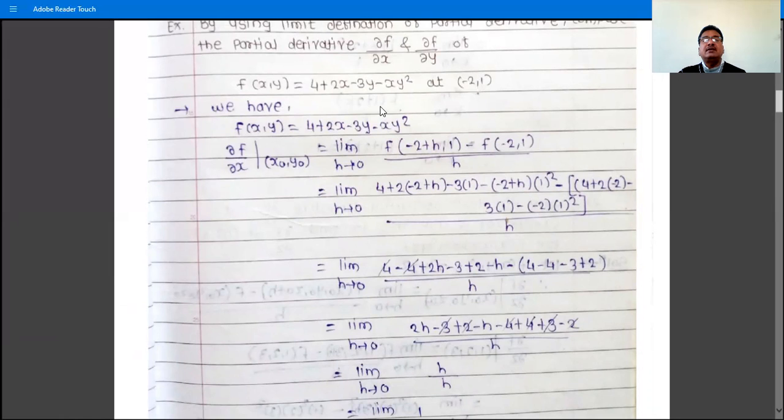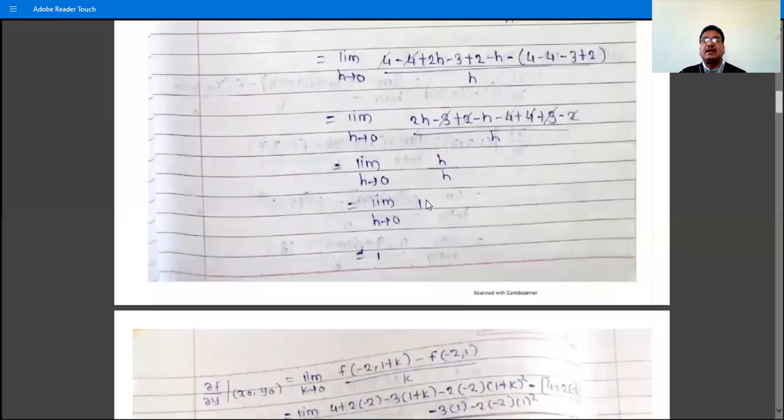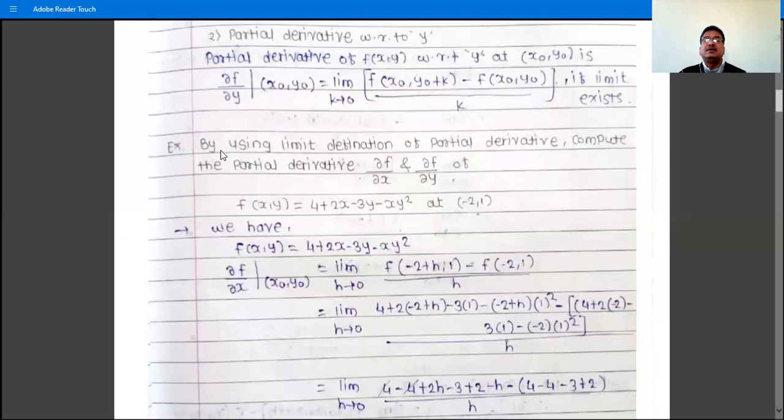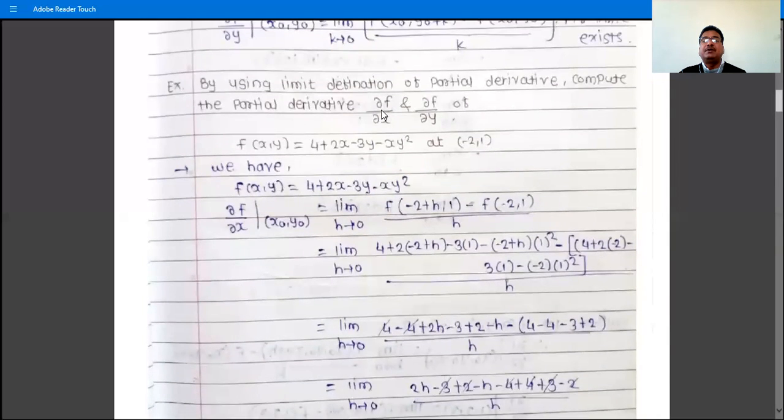Or we can find it by another method: to find the partial derivative with respect to x, treat y as a constant. Then we have the answer 2. Derivative of 4 is 0, derivative of 2x is 2, derivative of minus 3y is 0 with respect to x, and derivative of minus xy square is minus y square. So 2 minus y square. If we substitute y as 1, then 2 minus 1 square is 2 minus 1, so we have the answer 1 by the direct method. But this is the result by using the definition. Here we are using the definition of partial derivative to compute this derivative.